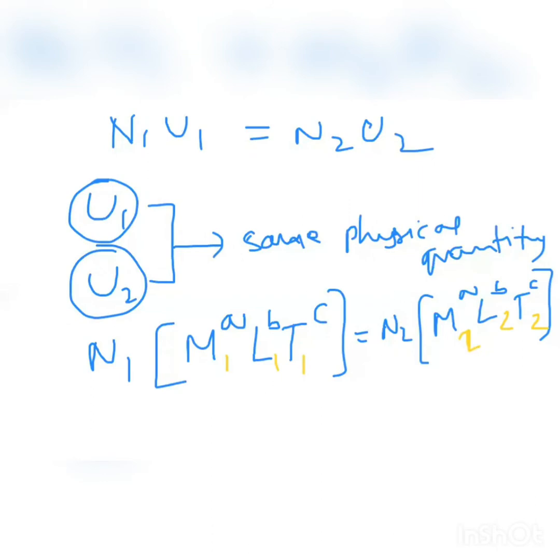Because maybe this system is SI, suppose for the example, and this system is CGS. In SI, mass has to be taken as kg, length as meter, and time as second. In CGS, suppose, it is gram, centimeter and second. Like that, we are taking the formula here. I hope you are clear how to handle this. By using this formula, we can solve the problems and convert one system to another system.